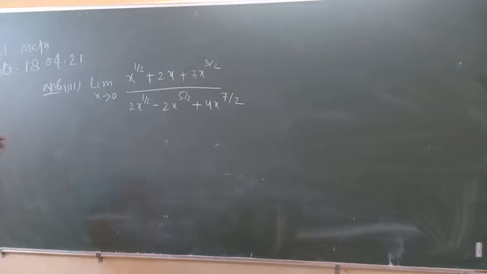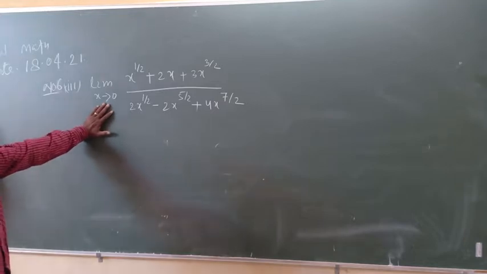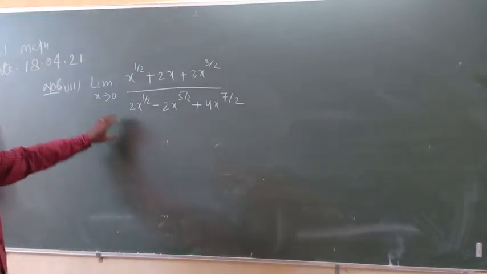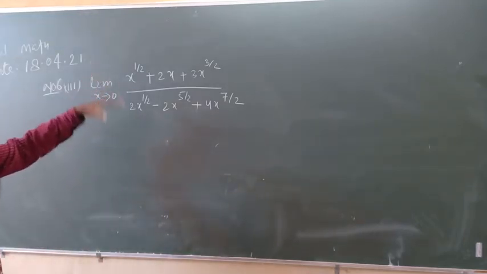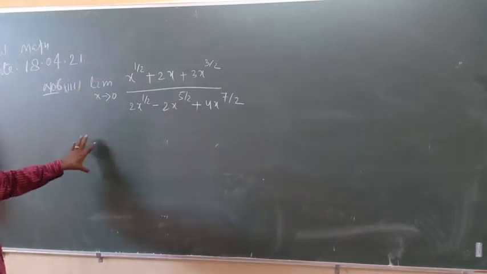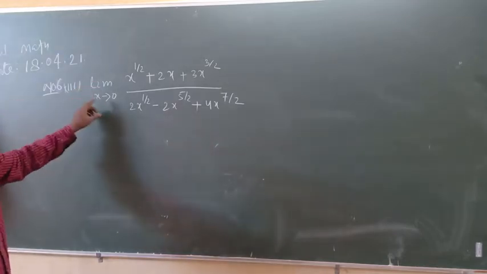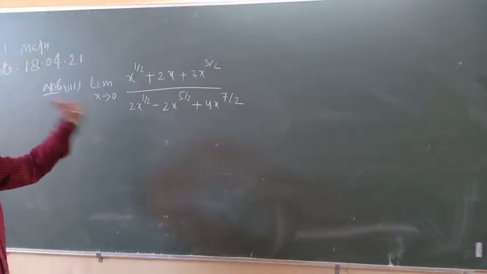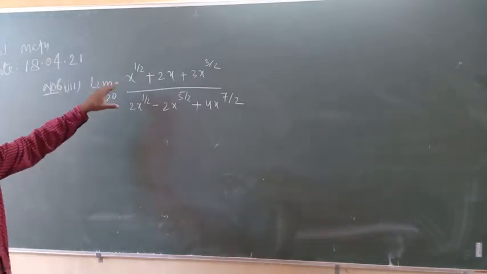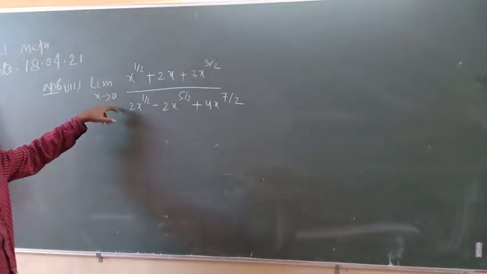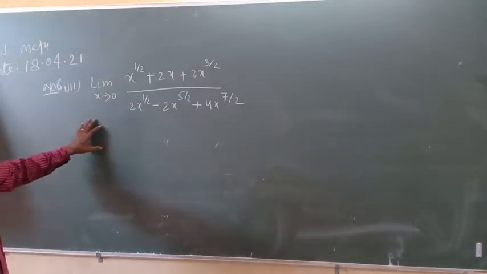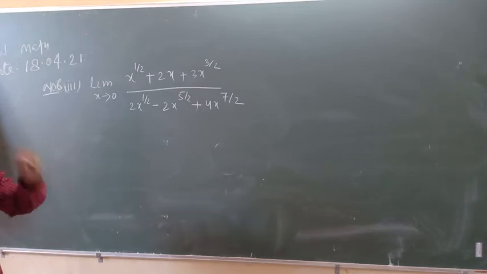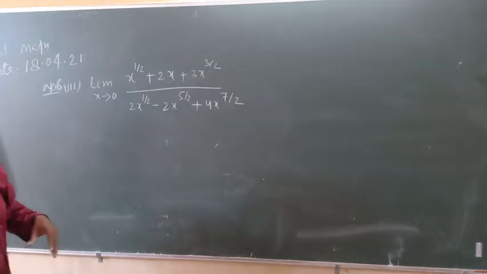First, if limit x tends to 0, then the lowest power is divided out of both numerator and denominator. But in case of limit x tends to infinity, then the highest power is divided. Those two things must be remembered, otherwise you cannot solve this problem.